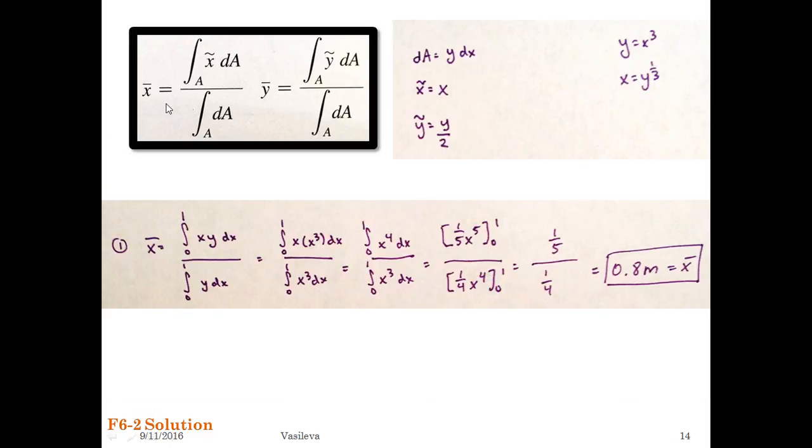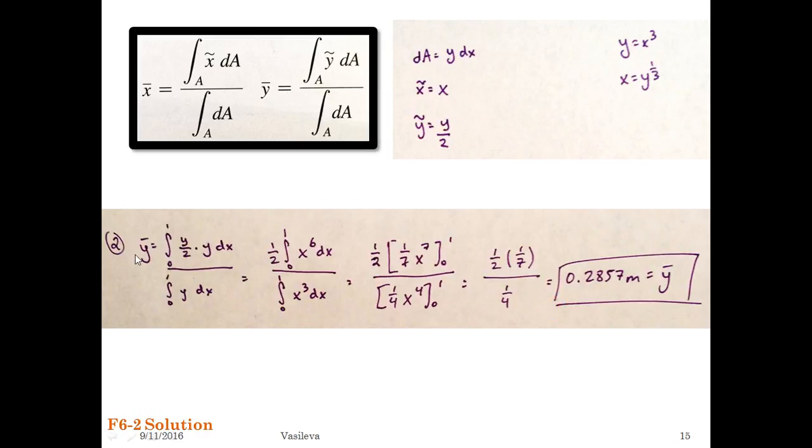So once again, I just take all of the things that I just determined and plug them into my equation. Because I'm integrating in terms of x this time, I need to make sure that every time I see a y, I substitute x cubed, run through it, and I end up with 0.8 meters. I do the exact same thing for y bar. Every time I see a y, I plug in x cubed, and I end up with 0.2857 meters.